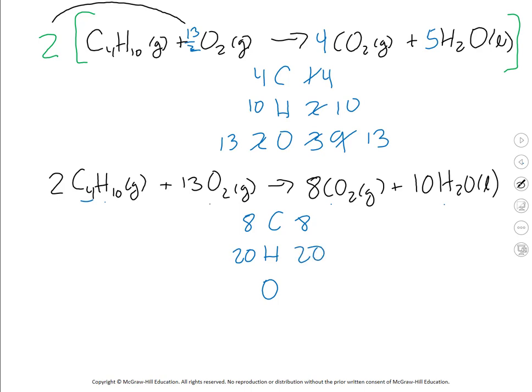How many oxygens do I have on my reactant side? 26. All right. Now, on the product side, how many do I have from the carbon dioxide? 16. How many do I have from the water? 10. So 16 plus 10 is? 26. Are we balanced? Yes.